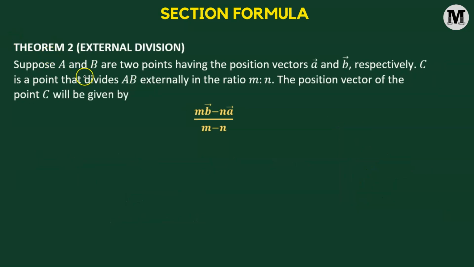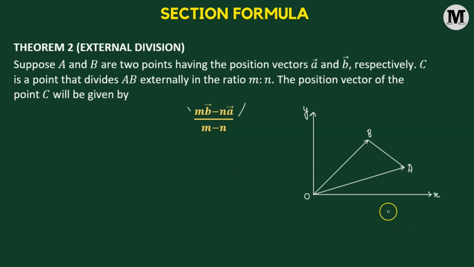Now, if we have A and B being 2 points with position vectors A and B respectively, and C is a point that divides AB externally in the ratio m is to n, then the position vector of that point C will be given by this particular formula. Okay, let us begin. First, let's try to understand it graphically.